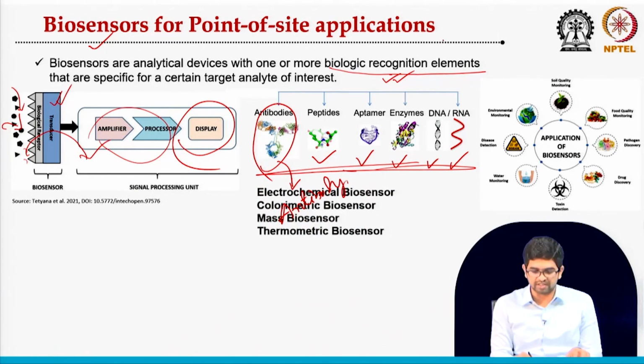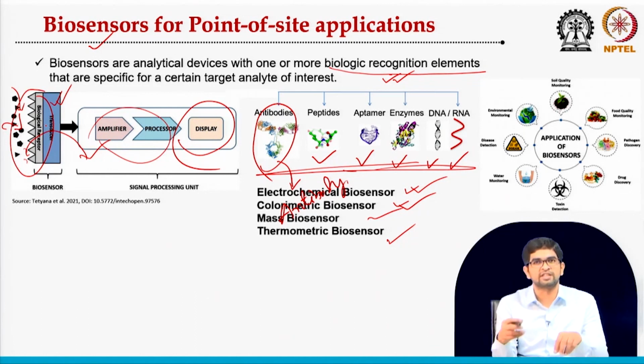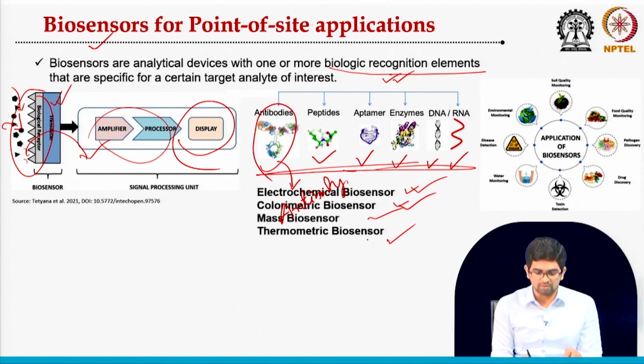There are different kinds of biosensors available, like electrochemical biosensors, colorimetric biosensors, mass biosensors, thermometric biosensors. Electrochemical means there is a change of electrochemical signal, meaning we may use some chemicals on the transducer surface, and it will convert that signal to an electrochemical output like charge or current. Colorimetric means color change. Mass biosensors means there is a change of mass on the sensor surface, and thermometric biosensors means there is a change of temperature.